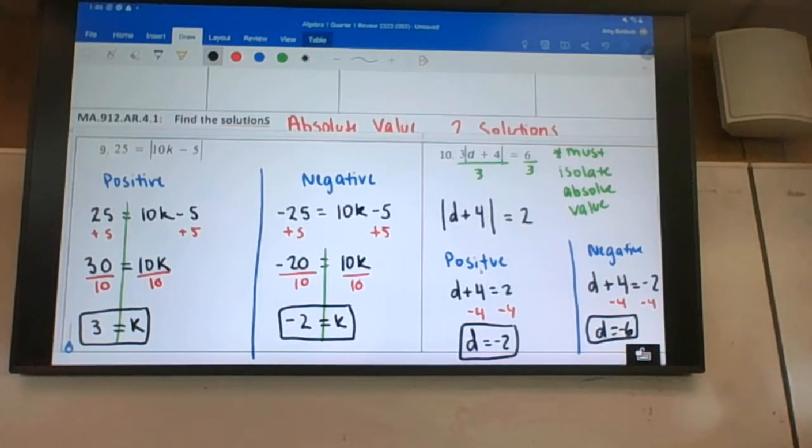And I think that's all of the absolute value in these 40 questions. So it's the only review we're giving you there. Well, there's a graph.